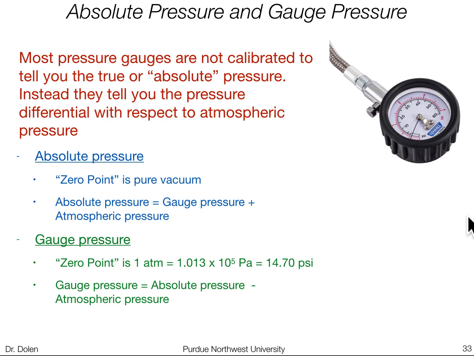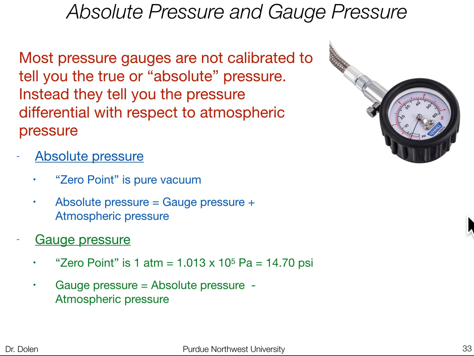So if you were to go and check the pressure on your tires, your pressure gauge is not telling you the true or absolute pressure. It's not telling you newtons per square meter, or the true pounds per square inch of the pressure inside that tire. What it's telling you is the difference between the pressure in that tire and the atmospheric pressure.